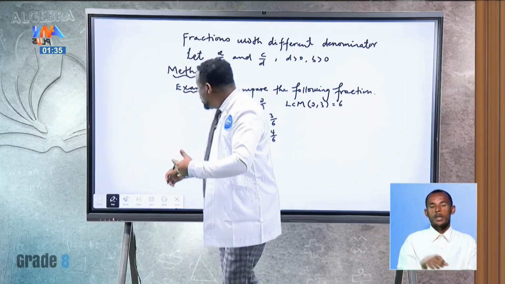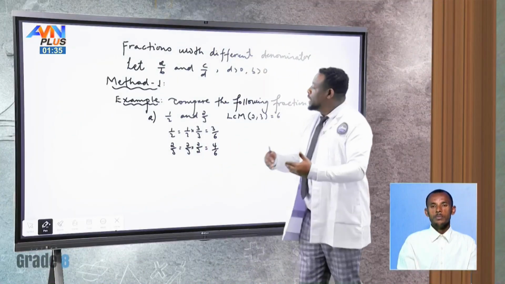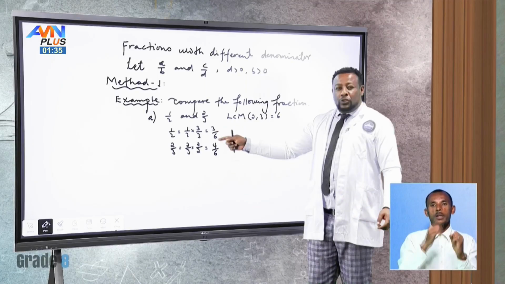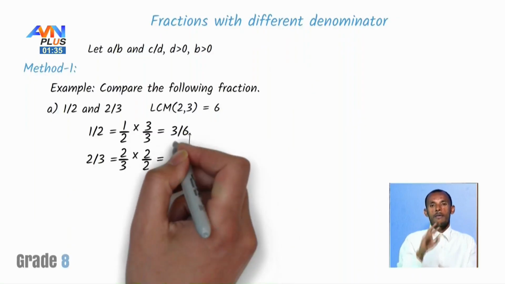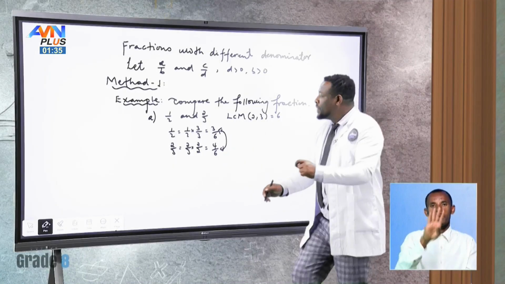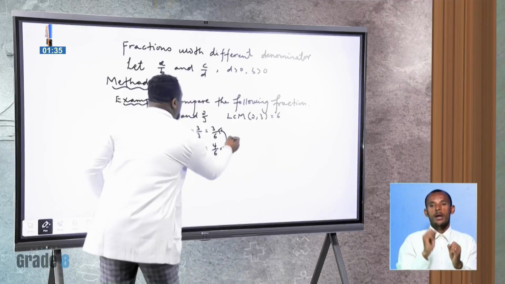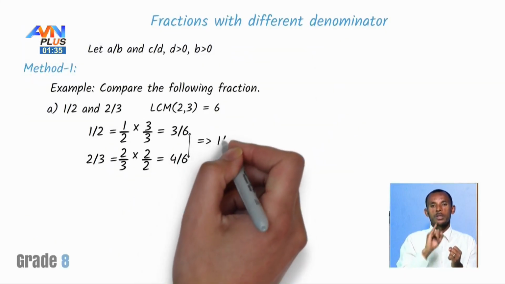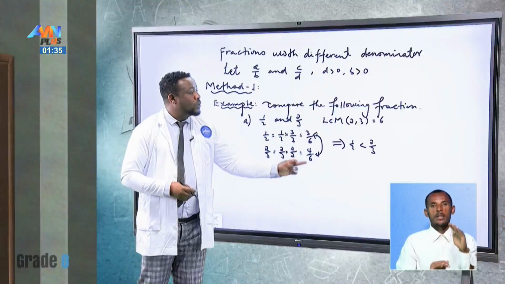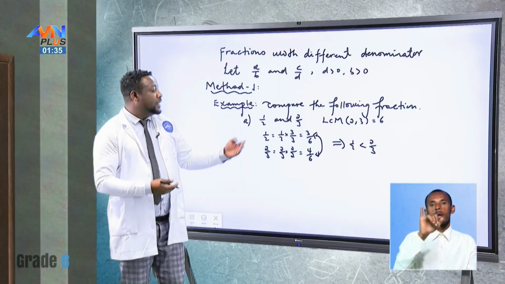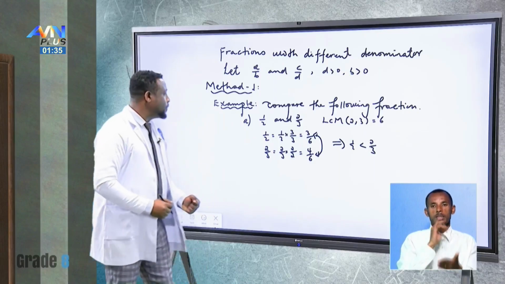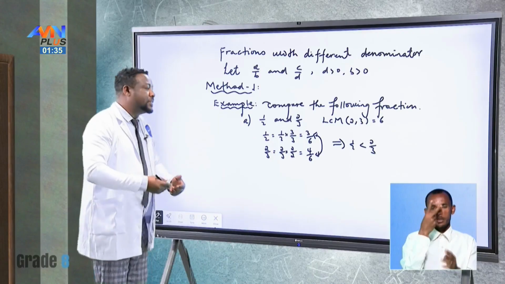Okay, so based on the method that we have seen before, you can easily compare these two fractions. These are fractions having the same denominator. Since 3 is less than 4, definitely we can say 1 over 2 is less than 2 over 3. Since 3 over 6 is less than 4 over 6, by transitivity, this means 1 over 2 is less than 2 over 3. This is the first example. Let's see some other example.